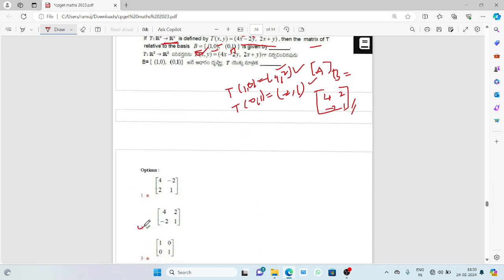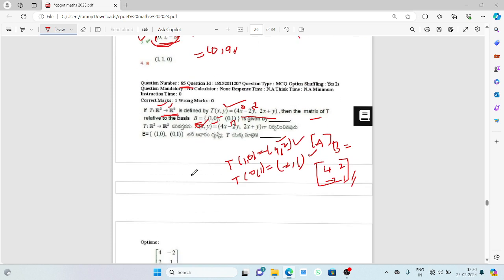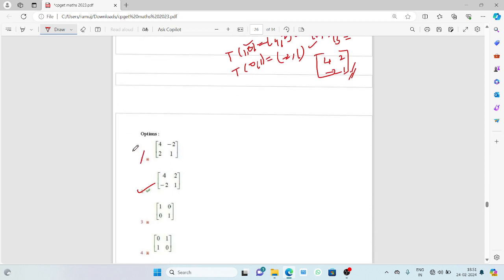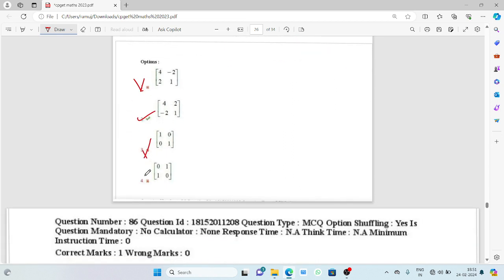So this is the required matrix he is asking, the matrix of T with respect to the given basis: 4 2 minus 2 1. Whenever a basis is already provided and he is asking for the matrix, you simply substitute the basis values into the given linear transformation. You get the two vectors, just write them in the form of rows, not columns. If you want to write in columns, you just take the transpose, and you directly get the required matrix of the given linear transformation. So option 2 is the correct one, and the other options are wrong for this question.